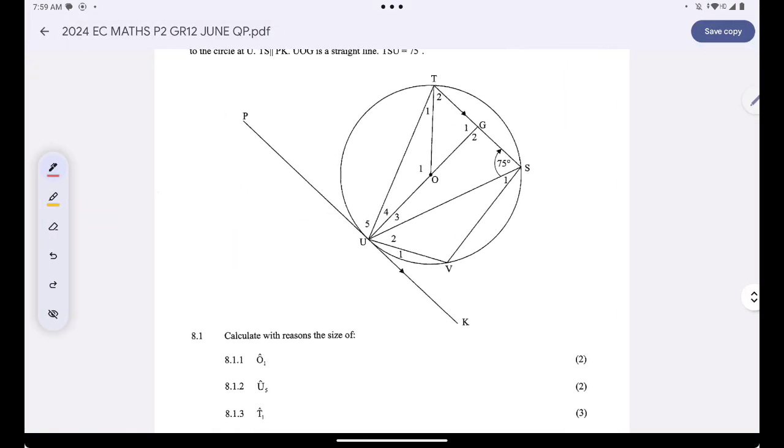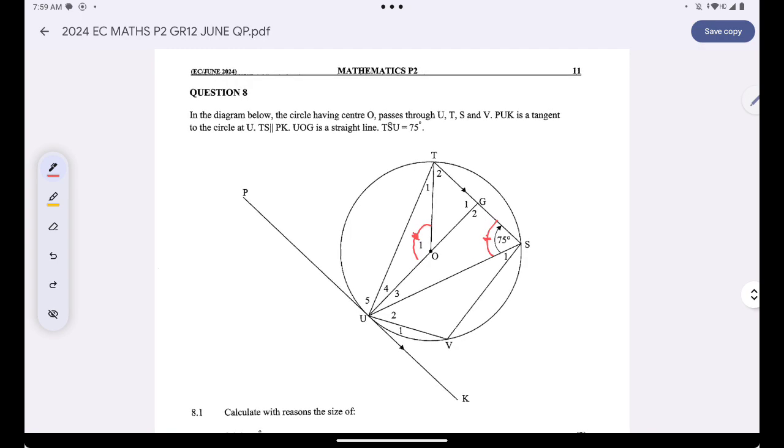It simply means that since chord TU subtends angle O1 at the center, the same chord subtends angle S at the circumference. So angle O1 is 2 times angle S. Okay, I'm told that PUK is a tangent to the circle at U.